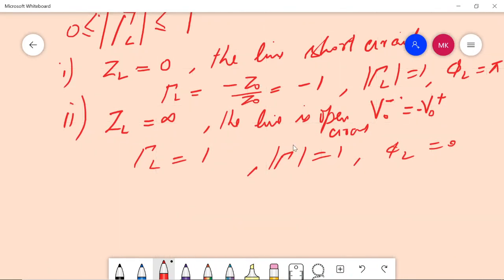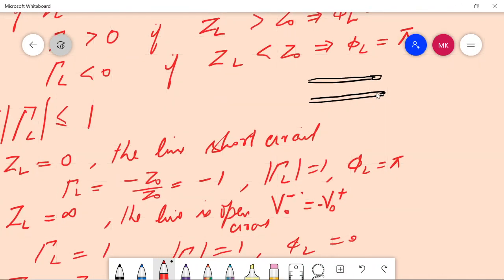The third case is where ZL is equal to Z naught, that is, the load is equal to the characteristic impedance of the transmission line. In that case, the reflection coefficient will be 0. It means no power will be reflected back. Whatever incident power is there, there will be no reflected power. The whole power is absorbed by ZL.